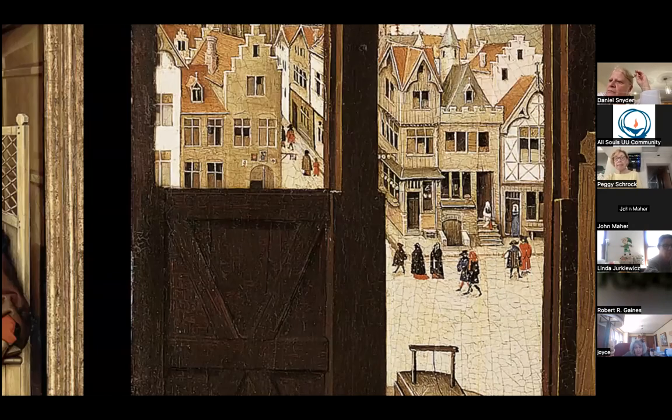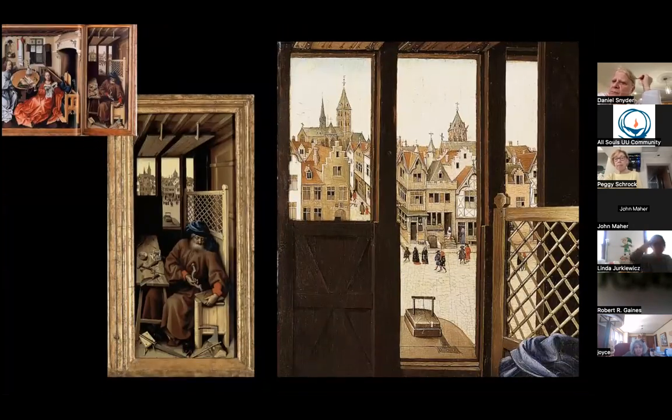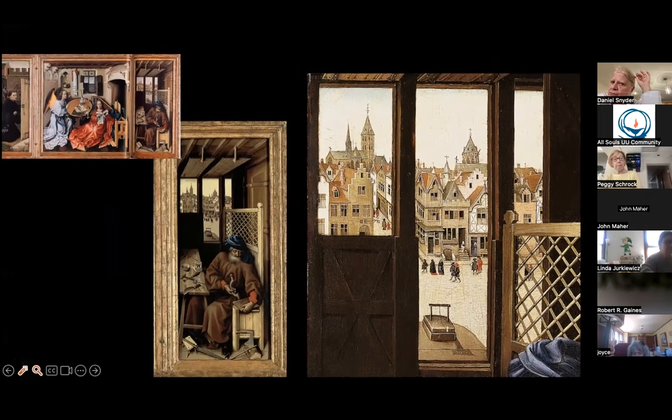But what is this thing in his window? What is that wooden thing sitting right here? No idea. Anybody want to guess? I would be shocked if you got it. I'd be impressed. Who said that? It's a mousetrap. It's a mousetrap.